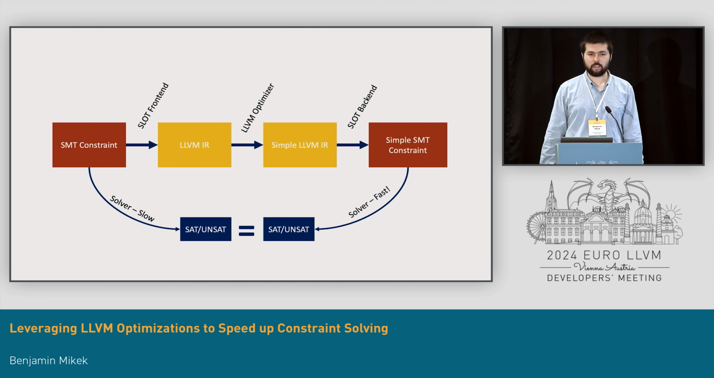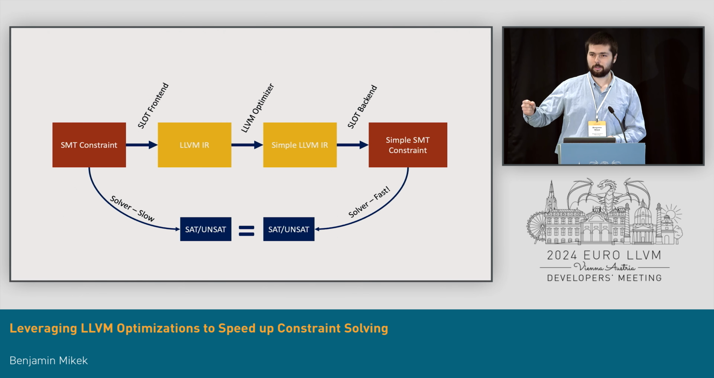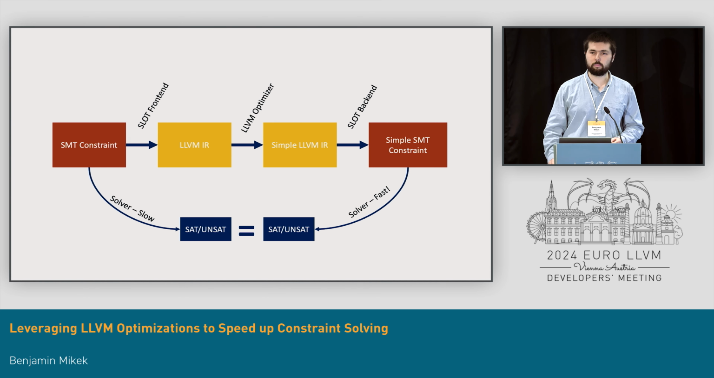And so the process that I'm going to propose today is we start with an SMT constraint. We do a front-end compilation into LLVM IR. Then we apply the existing LLVM optimizer. And then we do back-end code generation back into an SMT constraint. And at the end, we end up with a much simpler SMT constraint that has the same semantics as the original. So it's either sat or unsat, the same as the original. But hopefully it will be faster to solve because we've applied the LLVM optimizations.